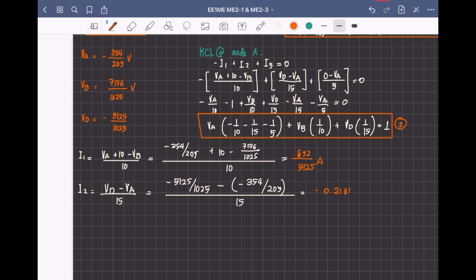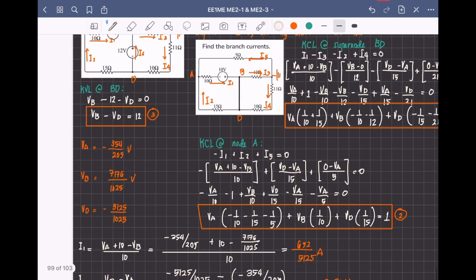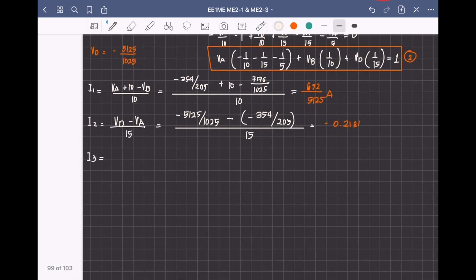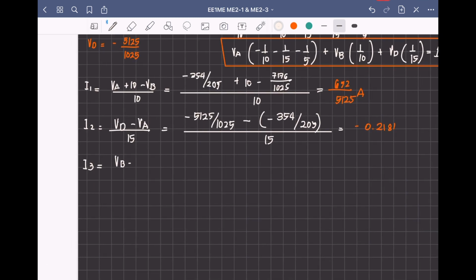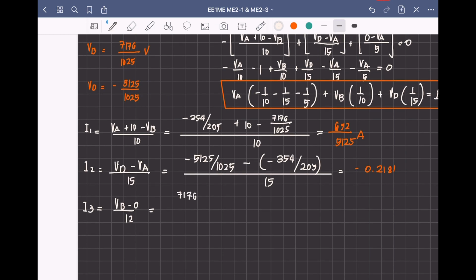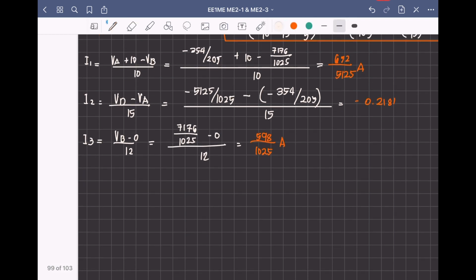Okay? Next to that, pwede na nating isolve si I3. Okay, so balik tayo sa taas. What's I3? I3 is VB over 12 or VB minus 0 over 12. Ano? I3 is VB minus 0 over 12, and that's equal to, what's VB? VB is 7176 all over 1025 minus 0 all over 12 volts. And that's equivalent to, in fraction, that's 598 all over 1025 amperes.